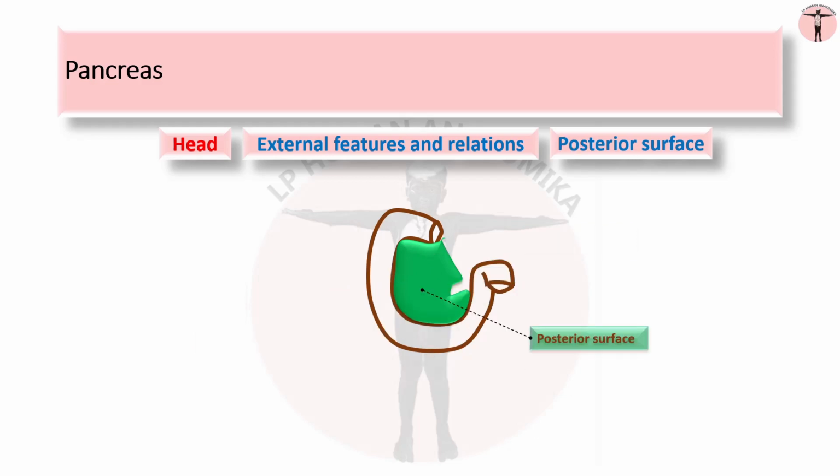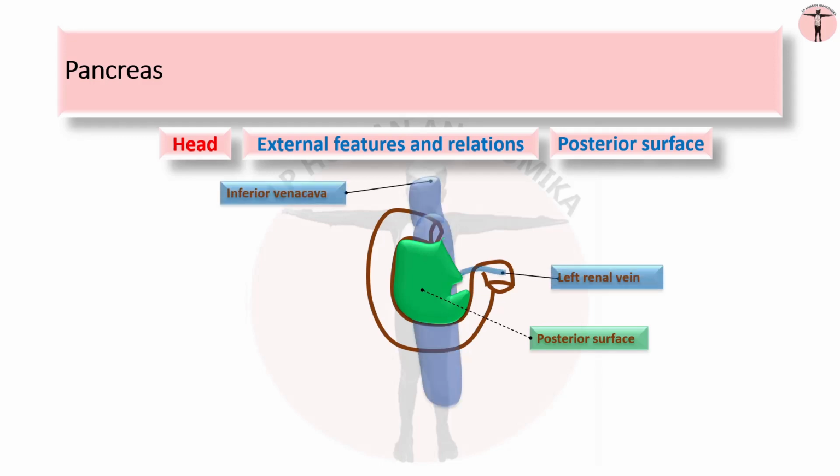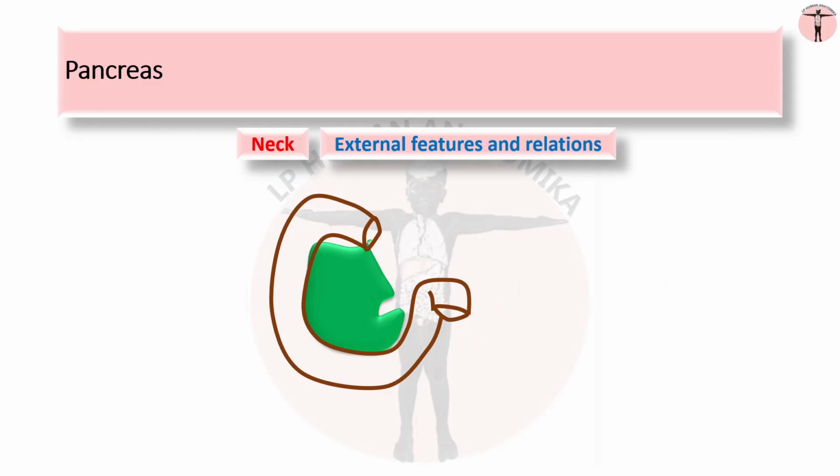Posterior surface is related to inferior vena cava, left renal vein, bile duct lying in a groove and may be found embedded in the pancreatic tissue. Neck of the pancreas, it is slightly constricted part of the gland which connects the head with the body. It is about 2.5 centimeters long and is directed forward, upward, and to the left. It presents the following external features: 2 borders, upper and lower, 2 surfaces, anterior and posterior.